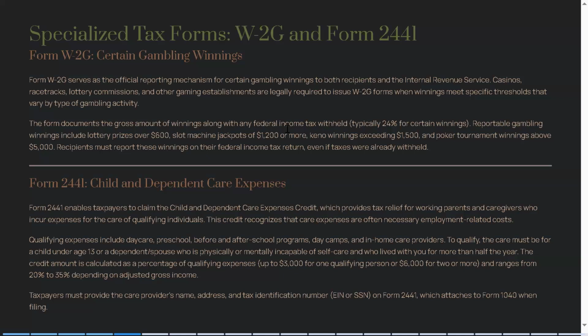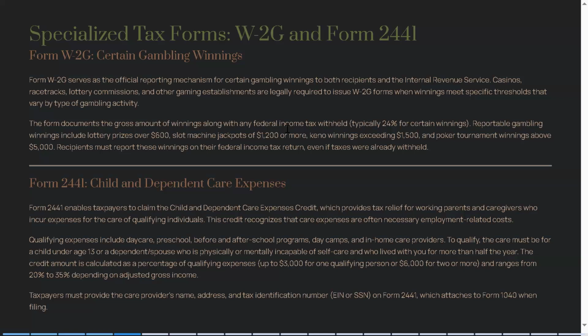Form 2441, child and dependent care expenses. This is a very common tax form. I'm always amazed at the number of people who have kids who forget about this. So if the taxpayer has children 12 years or younger, and their kids go to aftercare or daycare, they can get a credit. They can get a credit up to $3,000 for one qualifying child, up to $6,000 for two or more.